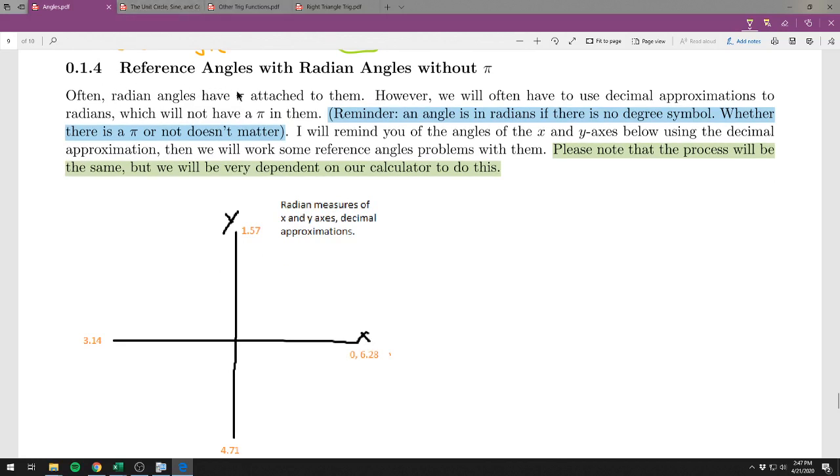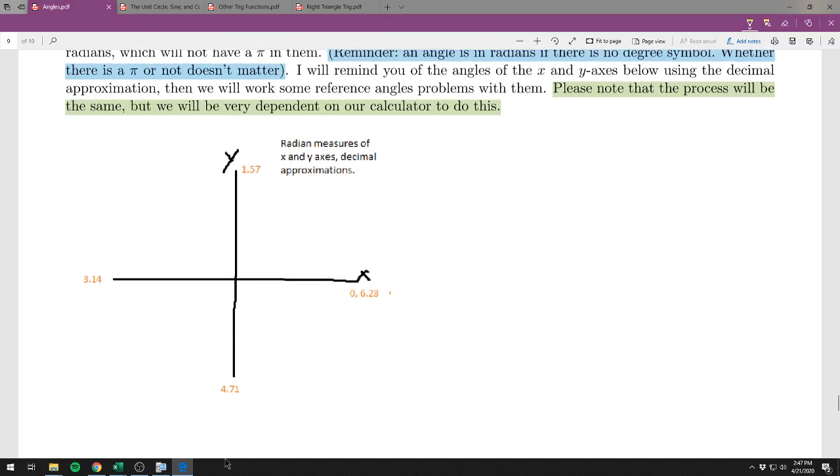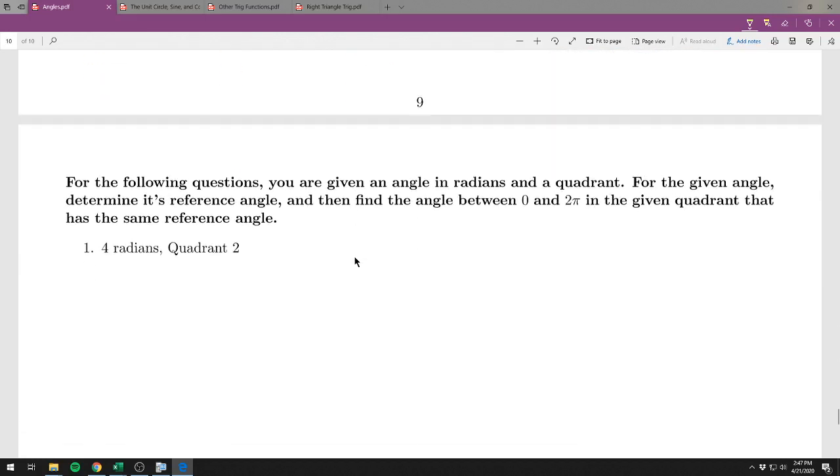But like I said, often radian angles have pi attached to them. However, we will often use decimal approximations to radians, which will not have a pi in them. Remember, an angle is in radians if there's no degree symbol. It doesn't matter if there's a pi in there or not. All right, please note that the process will be the same, but we will be very dependent on our calculator when we do these. And here I just have those numbers on the x and y axes filled out for the angles. 0, pi over 2, pi, 3 pi over 2, and 2 pi. Just to give you a gauge of where your angle might sit.